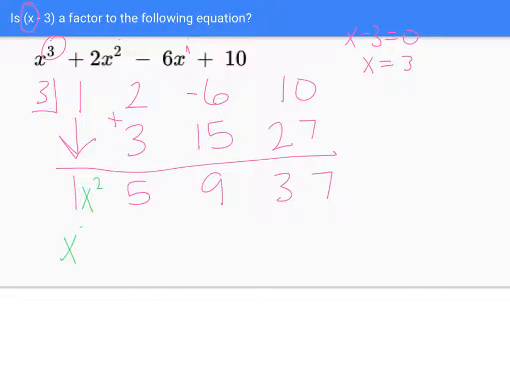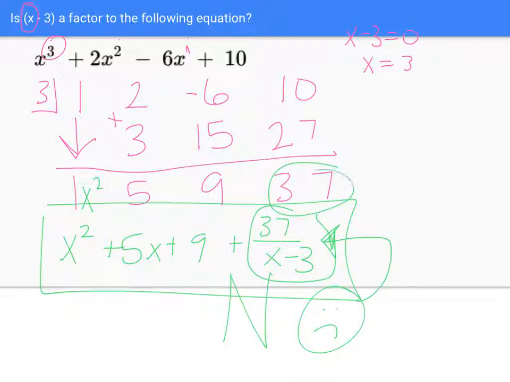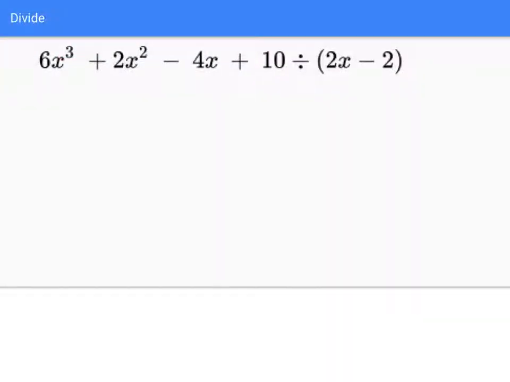So my answer would be x squared plus 5x plus 9 plus 37 over x minus 3, whatever you're dividing by. Is this a factor? No. So sad. Why? Because it has a remainder, because of this number right here. Here I have to long divide because there's a number right here. I have to long divide.